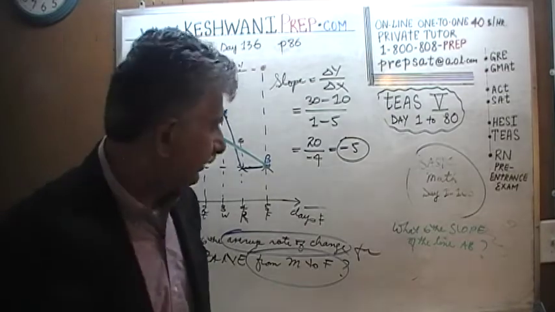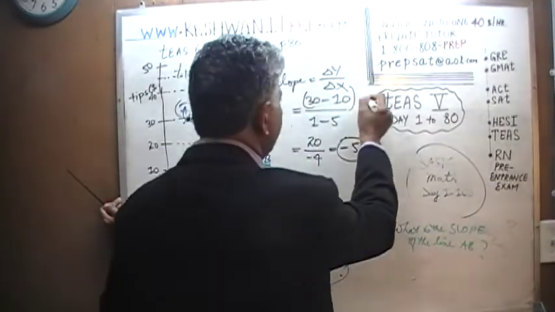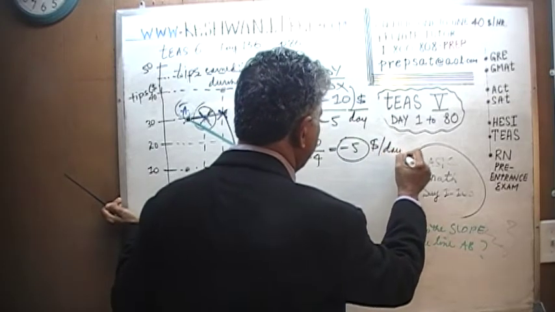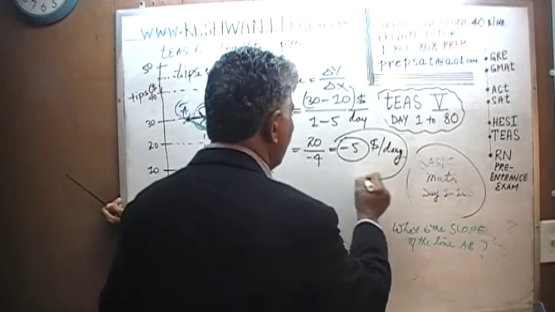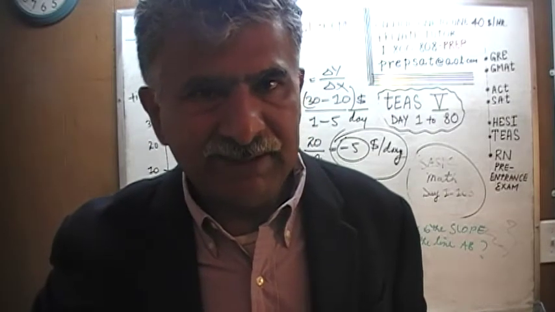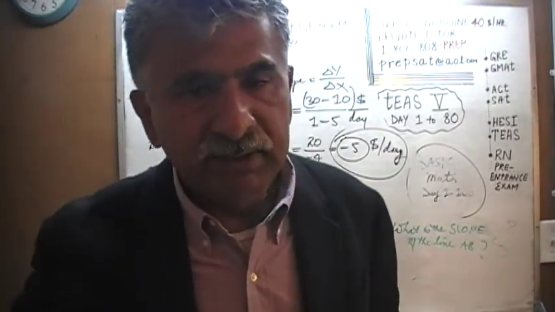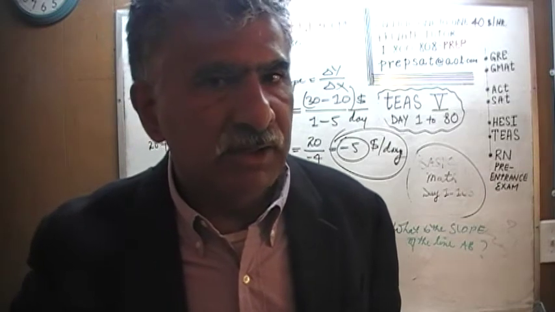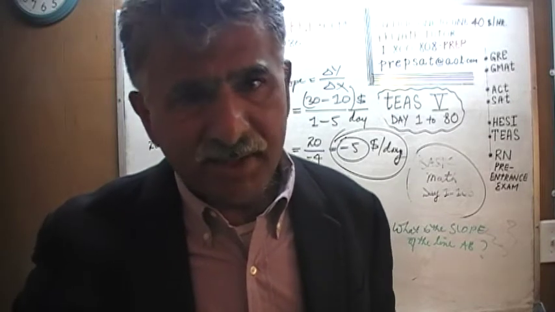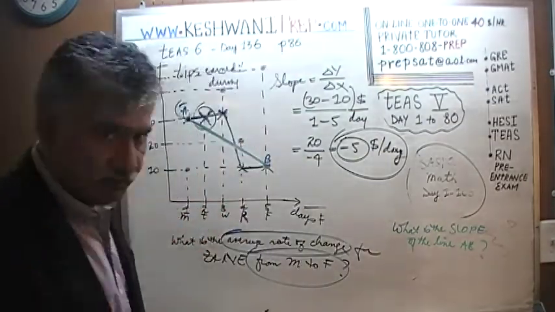Negative 5, negative 5 what? Well, this change that we see on the y-axis, what do we have on the y-axis? Dollars, and here we have days. So it says negative 5 dollars per day. The question is, what does this figure tell us intuitively? What's the interpretation of it? Simply saying that the slope of the line joining point A to point B, A being Monday and B being Friday, is negative 5 is not enough. We have to understand what that means. What does it mean? Well, what this means is this.